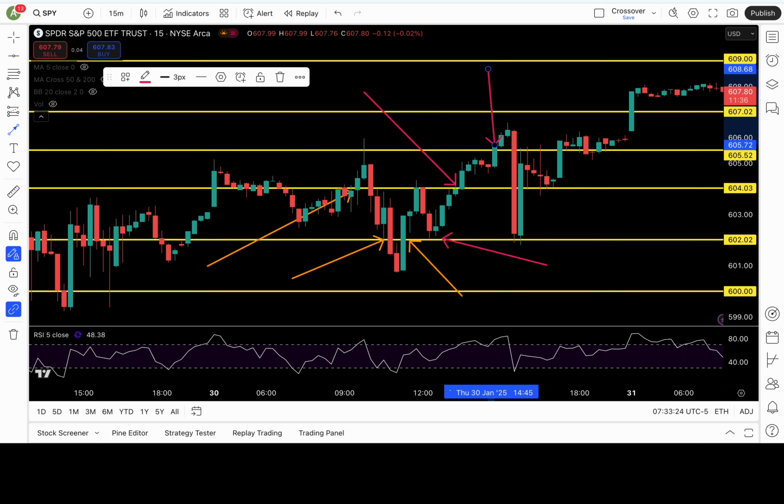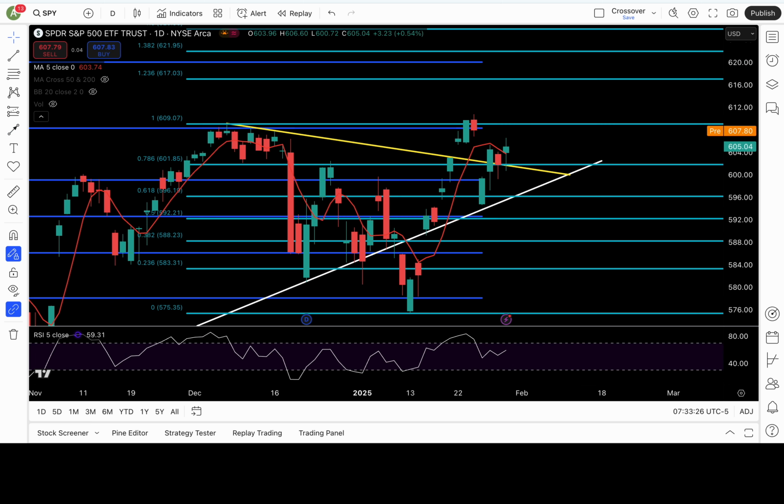And now we go to the daily chart, and we see that we closed and recaptured the 5 daily moving average, the 5 DMA. As long as we're above the 5 DMA, I am bullish.